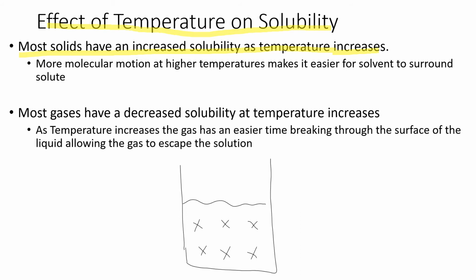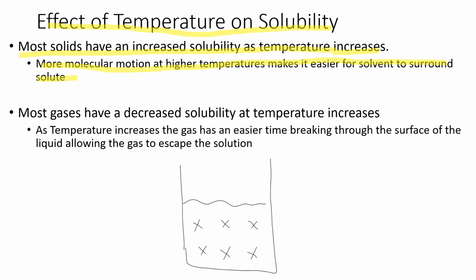Why? Well, as you increase the temperature, you're increasing the molecular motion. And we want to think about what has to happen for something to dissolve. For something to dissolve, you have to have the solvent molecules surround each individual solute particle. So the more molecular motion that you get at higher temperatures gives you more motion. That makes it easier for the solvent to surround the solute.